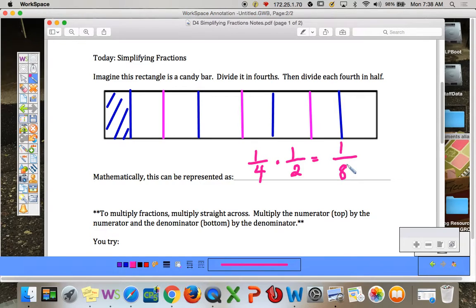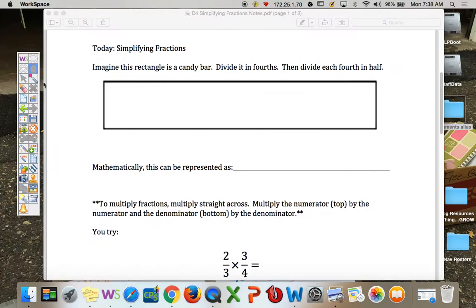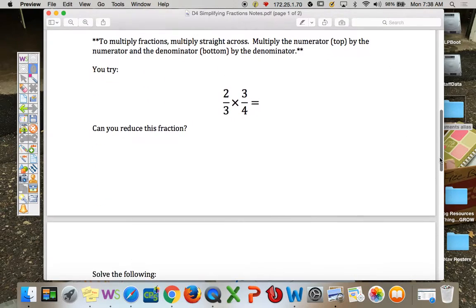So to multiply fractions, you're going to multiply straight across, multiply the numerator by the numerator, which is the top number times the top number, and multiply the denominator by the denominator, which is the bottom number times the bottom number. So 1 times 1 is 1, 4 times 2 is 8. So if we divide a candy bar into fourths and then into halves, we've divided them into eighths. So let's try a few examples.